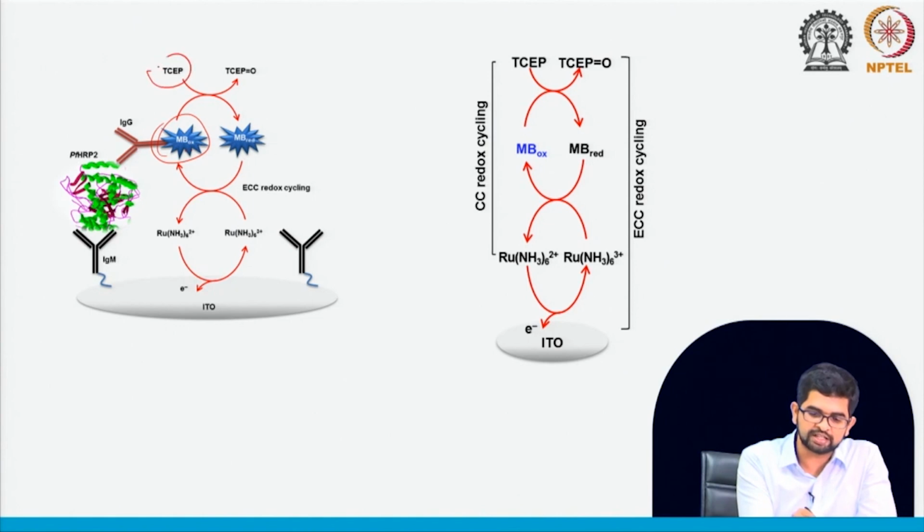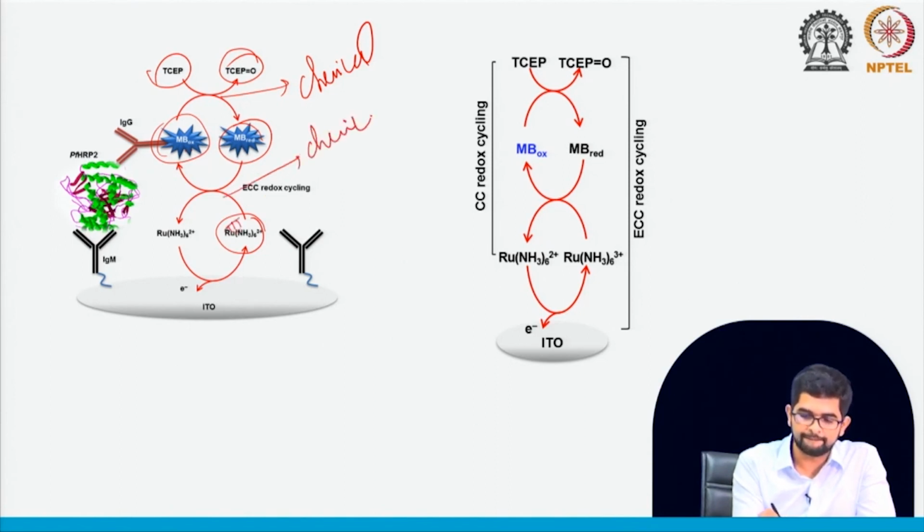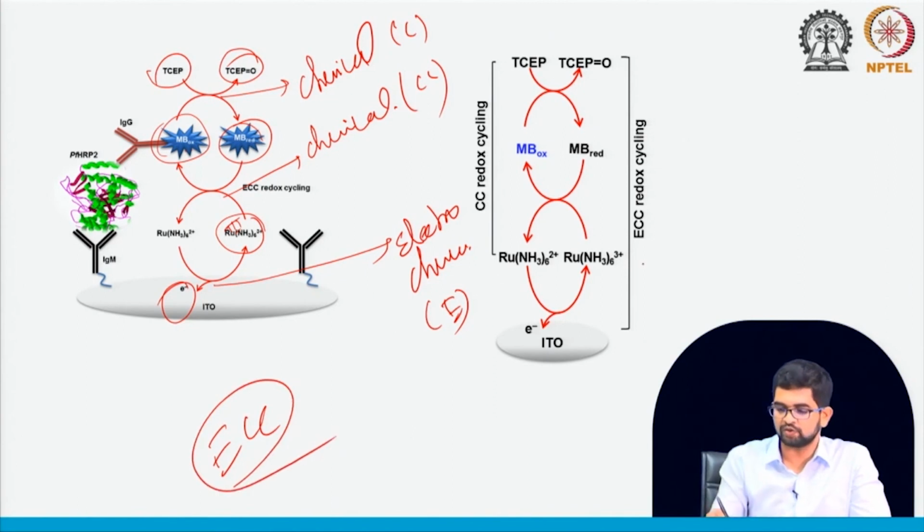So, methylene blue ox reacting with T shape forms the oxidized species, and this methylene blue becomes colorless methylene blue red. So, this is chemical. Again methylene blue red, the reduced form, is reacting with ruthenium hexamine 3 plus, the oxidized form of the ruthenium. So, this is again chemical. And here we are applying some potential and we are getting the electron. So, it is electrochemical. So, this is C, and this is E. So, it is ECC redox cycling, clear. So, why we put ECC redox cycling for this biosensor.